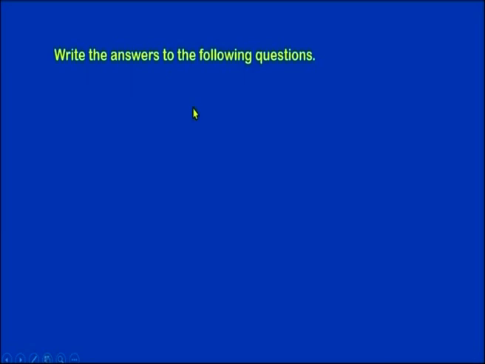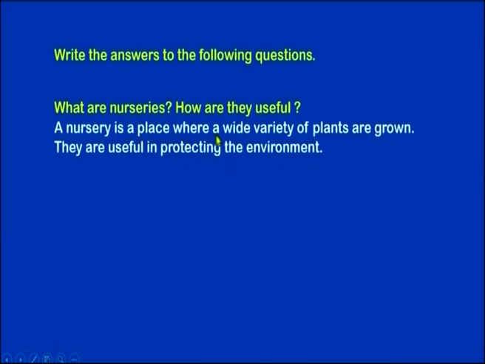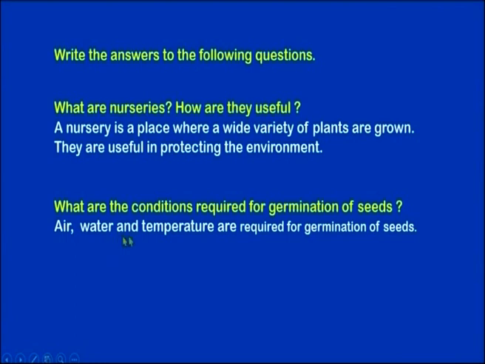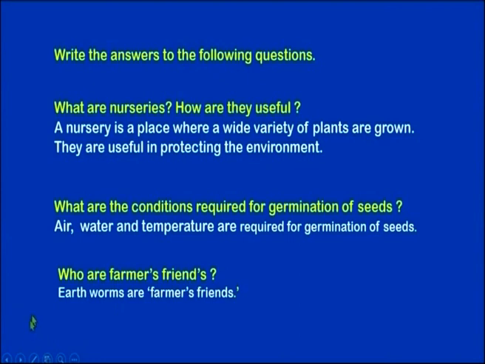Write the answers to the following questions. What are nurseries? How are they useful? A nursery is a place where a wide variety of plants are grown. They are useful in protecting the environment. What are the conditions required for germination of seeds? Air, water and temperature are required for germination of seeds. Who are farmers' friends? Earthworms are farmers' friends.